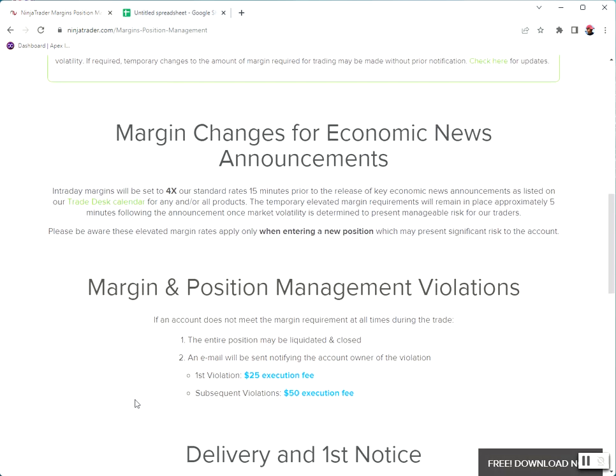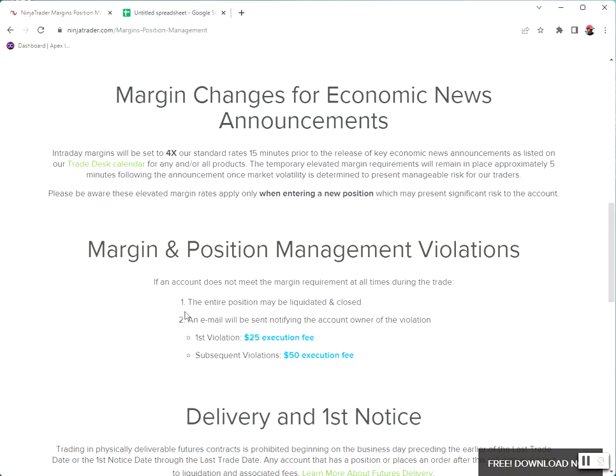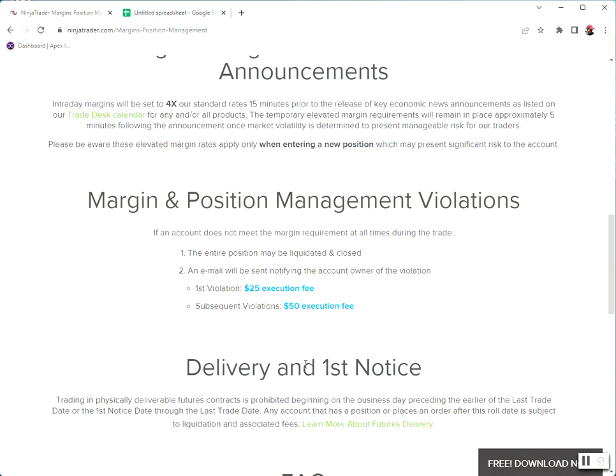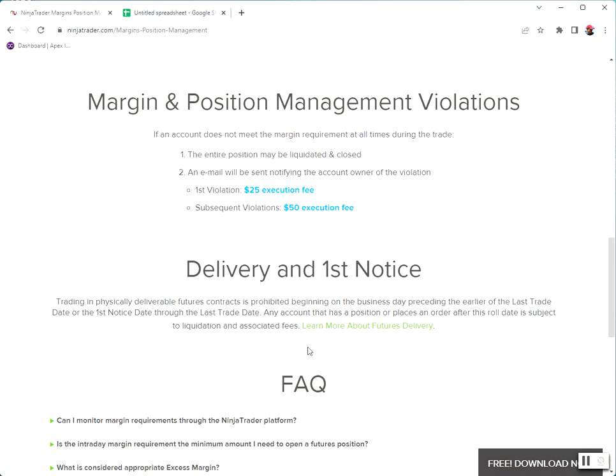Also, the violation rule is simple. Basically, the entire position may be liquidated and closed. It means that if an account does not meet margin requirements at all times during the trade, then the entire position will be liquidated and closed. And second, they will send an email to you saying there's a violation based on the margin requirement. For the first violation, they'll charge you a $25 fee, and the next one will be $50. Eventually, they'll close your account, and you will be basically blacklisted. They're a brokerage firm, and you're probably not going to be able to open an account with them. So that's very important.